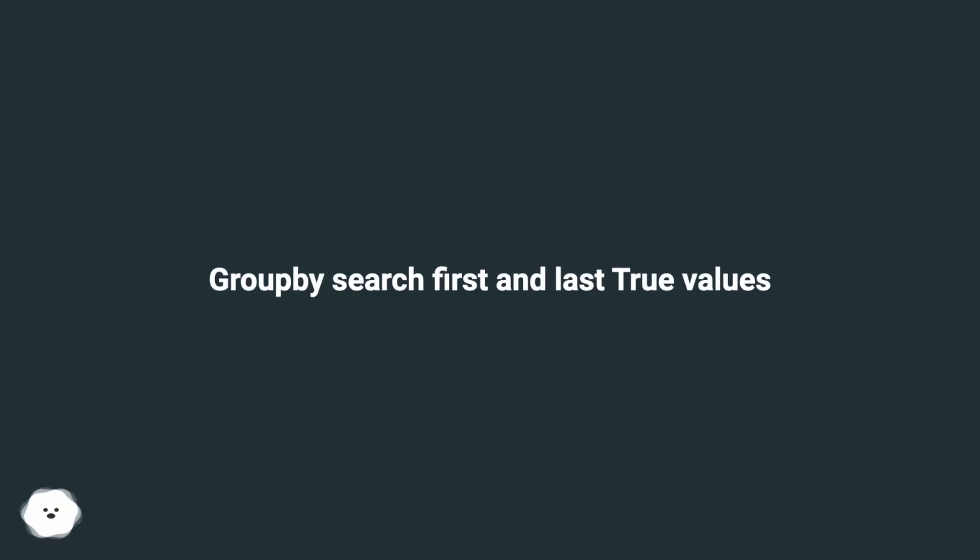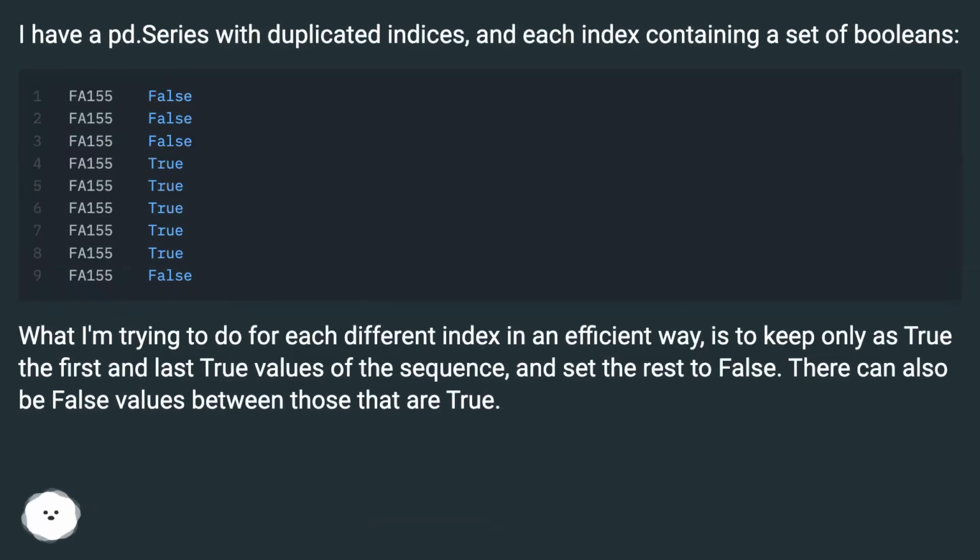Groupby search first and last true values. I have a pandas Series with duplicated indices, and each index containing a set of booleans. What I'm trying to do for each different index in an efficient way is to keep only as true the first and last true values of the sequence, and set the rest to false. There can also be false values between those that are true.